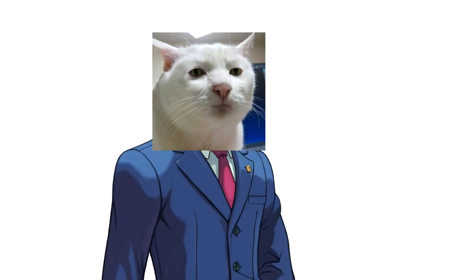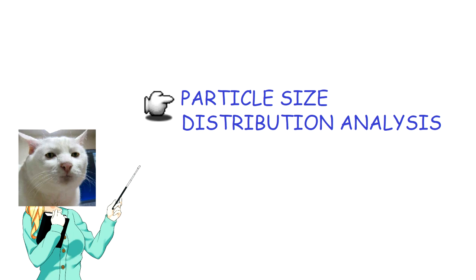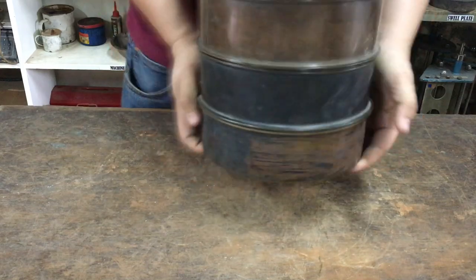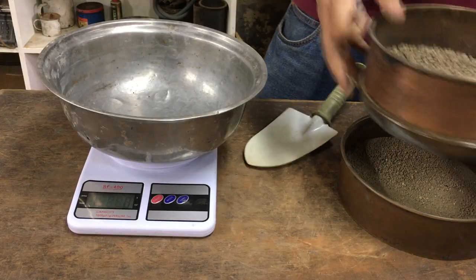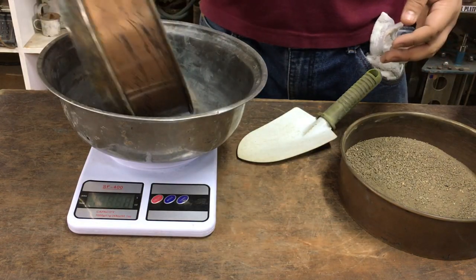Hello students! Today's topic is about the process of particle size distribution analysis of soil. Particle size distribution analysis, also known as sieve analysis, is the process of sieving the dry sample and weighing the retained samples in each sieve.